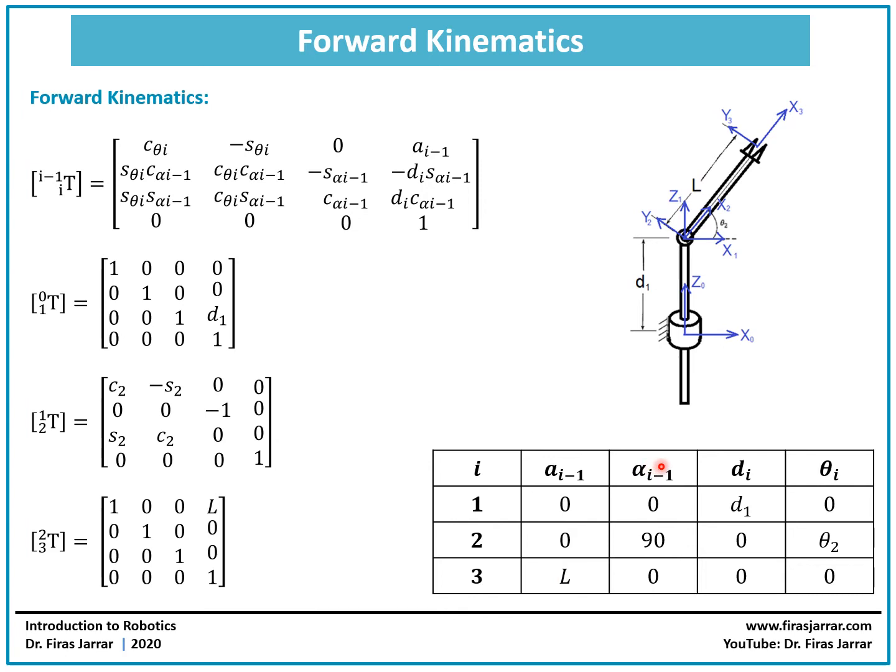Then we're going to look at the link twist, starting with alpha 0. Alpha 0 is the angle about X0 between Z0 and Z1. Since both are parallel and they remain parallel during the motion of the robotic arm, this is going to be 0. For alpha 1, this is the angle between Z1 and Z2 about X1. Z1 is upwards here, Z2 is out of the page. So the angle between Z1 and Z2 is going to be positive 90 degrees.